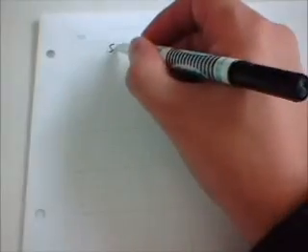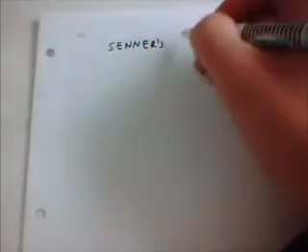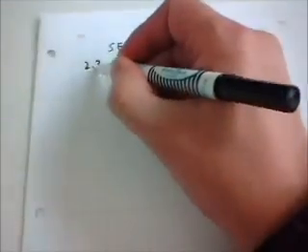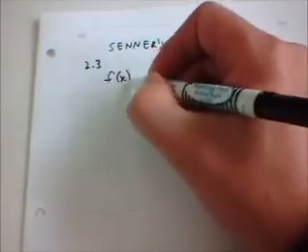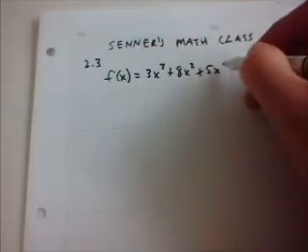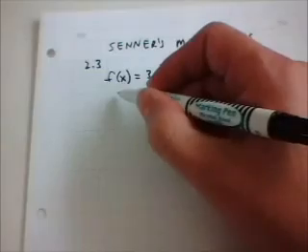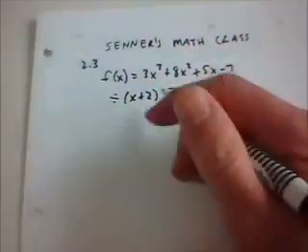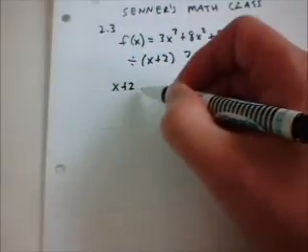So you're sitting in Senner's math class again because you have to, and you're in section 2.3 and you can't remember what the title is, but you do know there's some kind of function. So you write out 3x cubed plus 8x squared plus 5x minus 7. And you're wondering, does this thing divide by x plus 2? Let's find out. Maybe I can use long division from long ago.